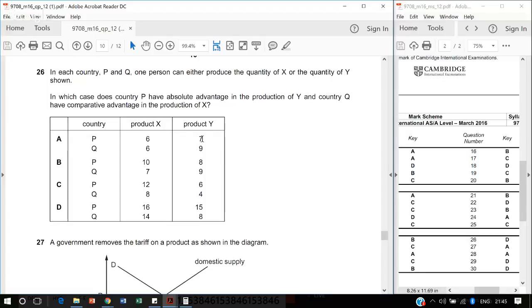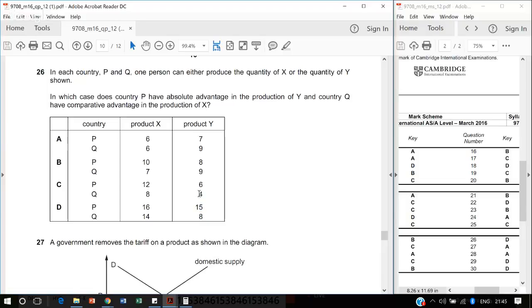Yes, they have absolute, sorry, no, this is how much they can produce. So they do not have absolute advantage there because they can produce less. Same in this case. In this case, they can produce more, so they have an absolute advantage. So it's either C or D.